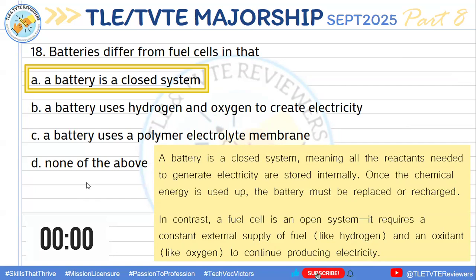For letter B, a battery uses hydrogen and oxygen to create electricity. This is incorrect because this describes a fuel cell, not a battery. Letter C, a battery uses a polymer electrolyte membrane. Still incorrect because a polymer electrolyte membrane, or PEM, is specific to PEM fuel cells, not typical batteries. So answer letter A, a battery is a closed system.